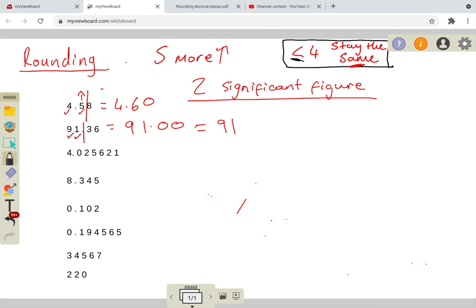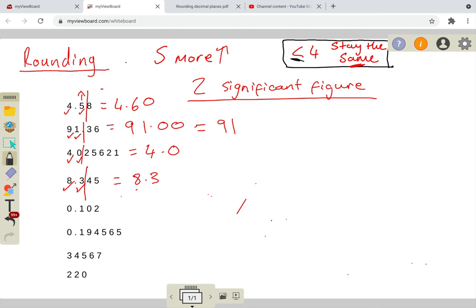Next one, to two significant figures, 4 significant. Now this 0 is significant because it's in the middle of a number, it's not at the start. Draw my line. 2, that's less than 5, so that stays as 4.0. Next one, 8 significant, 3 significant. Draw my line. Number next to the line is less than 5, so that stays as 8.3.